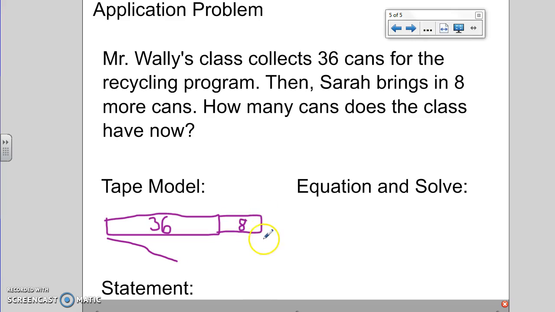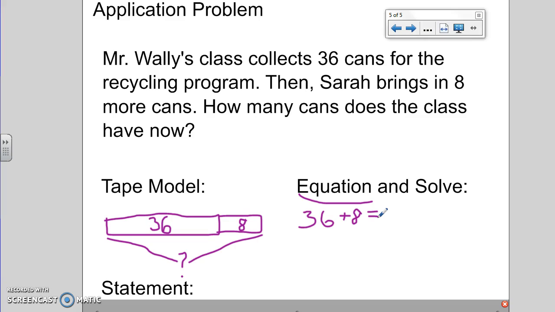I also need to label the part I'm trying to find out. I'm trying to find out the whole. So if this is how you represented the problem with the tape model, you were correct. If you need to revise, go ahead and press pause and revise your answer, your tape model. Alright, so my equation is my number sentence, and my number sentence is going to be 36 plus 8 because I want to find out how many cans we have all together. That's the whole. So let's see, how could I solve this problem?